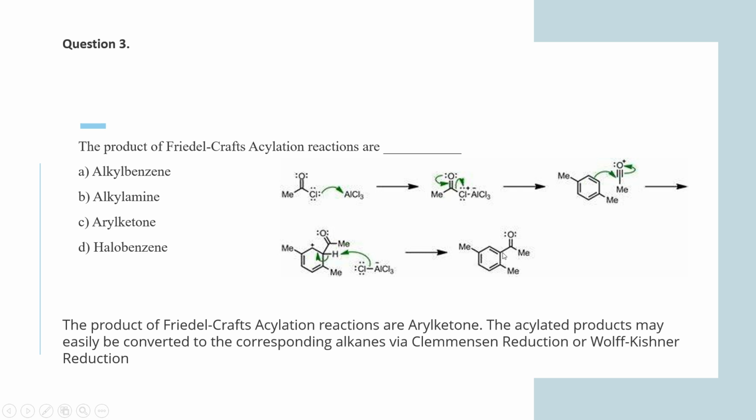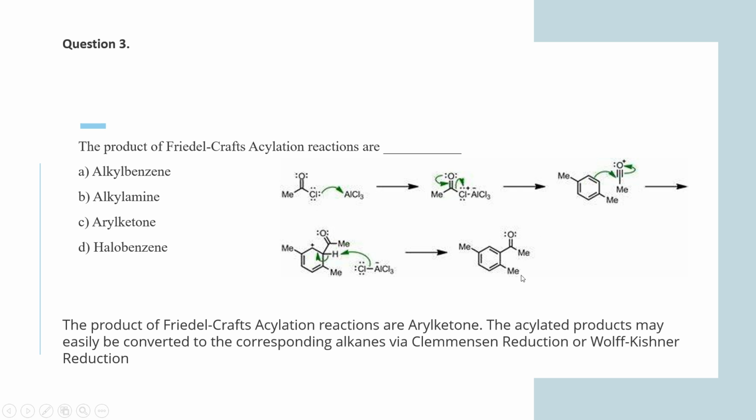aryl ketone. But in organic synthesis, if the chemists require alkyl benzene using Friedel-Crafts acylation, then they will have to do simultaneous reduction of this carbonyl group. Okay, and the commonly used method for reduction of this carbonyl group is via Clemmensen reduction or Wolff-Kishner reduction.